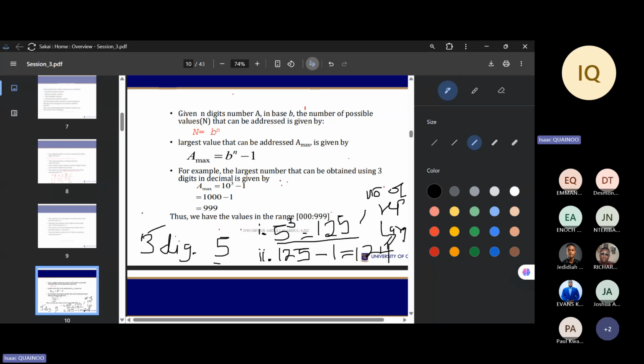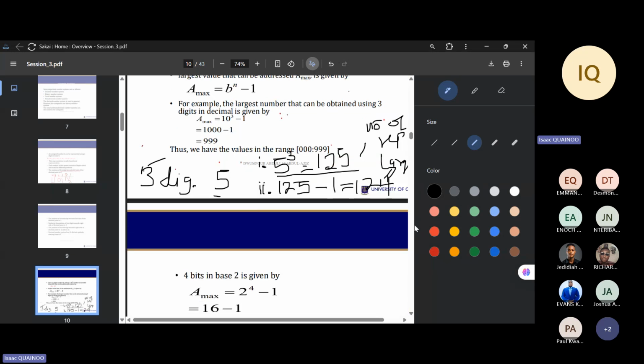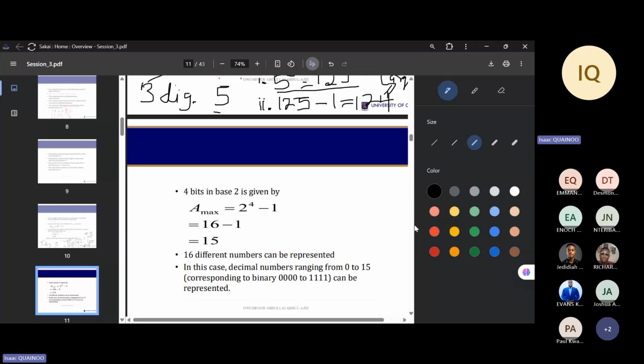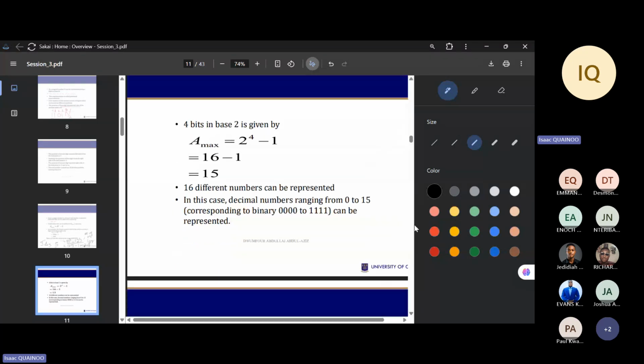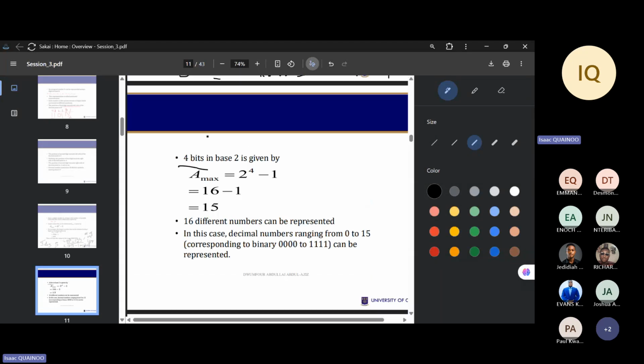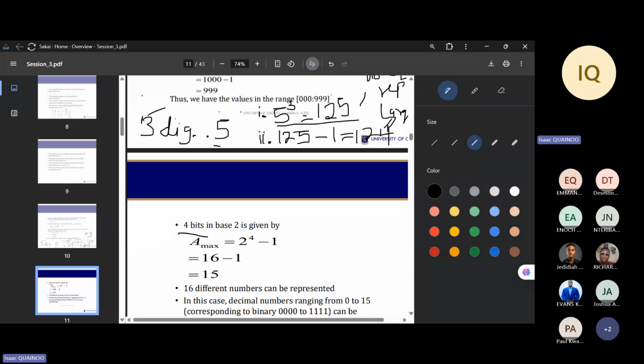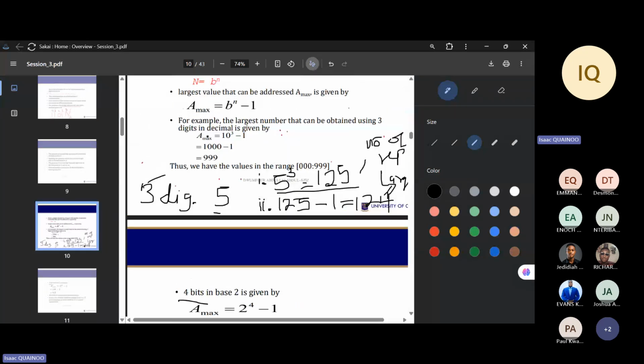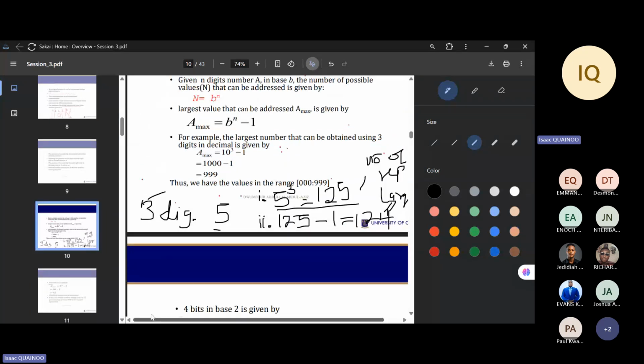Okay, so now we can move forward. This is a practical example here, I believe. We have 4 bits in base 2. Let us try solving this without looking at what they have there. So we have 4 bits in base 2. We said the most important thing is the number of digits. The bits is the same as the number of digits in there. So we take the base.